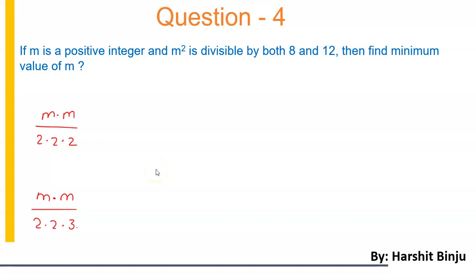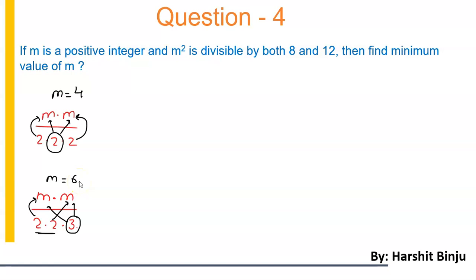You need to find the minimum possible value of m. So for the first one, the first 2 will go to the first m, another 2 will go to the other m. The lone 2 is left, so I'll have to give it to both the m's. The minimum possible value is 4. Second one, I have two 2's. So one 2 will go to one m, another 2 will go to the other m. Now I have a lone 3, so I have to give it to both the m's. The minimum possible value of m is simply equal to 6.